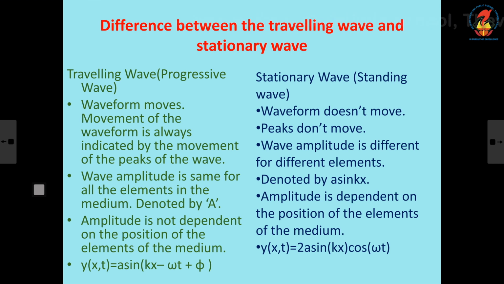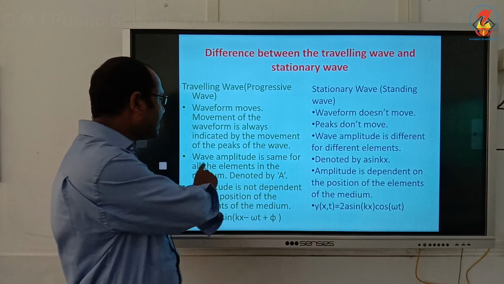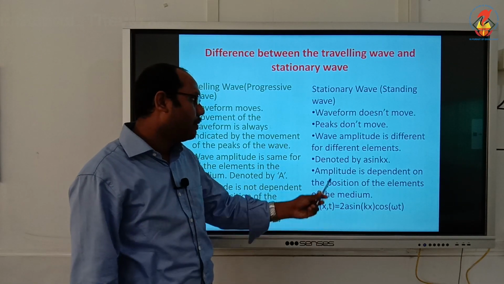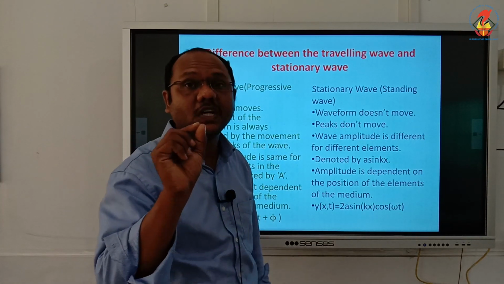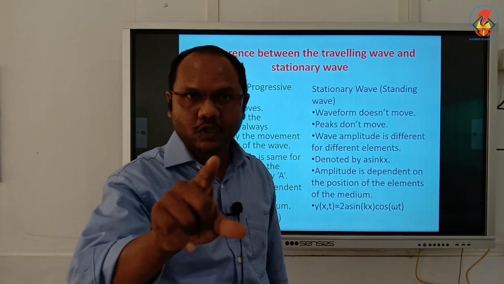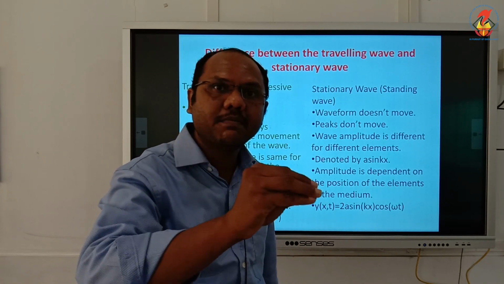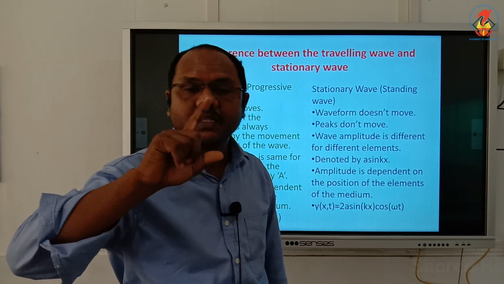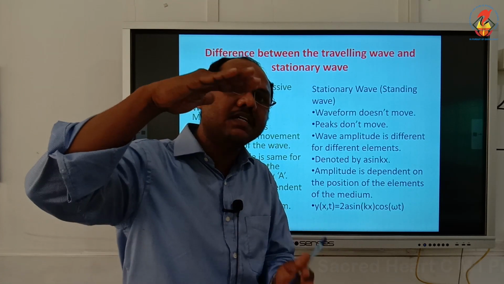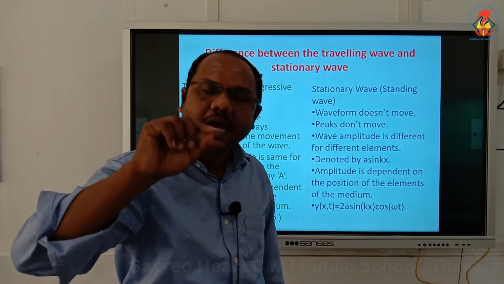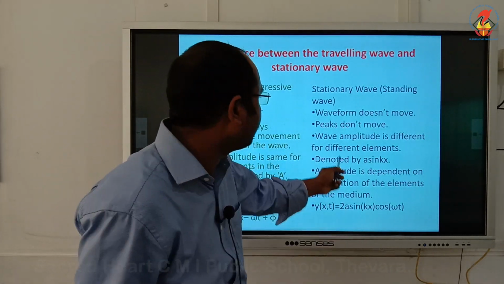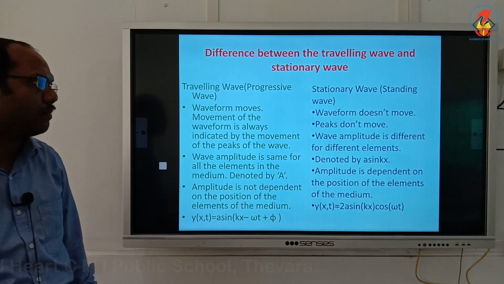Now, in a progressive wave the amplitude is the same for all the elements in the medium, and the amplitude is denoted by A. But in a stationary wave, you just see the wave amplitude is different for different elements. There are some elements which always have 0 amplitude. Those are called nodes. And there are certain particles which have maximum amplitude. Those are called antinodes. They will always vibrate with maximum amplitude, and the particles in the node region will always remain there. That is why I said the wave amplitude is different for different elements.